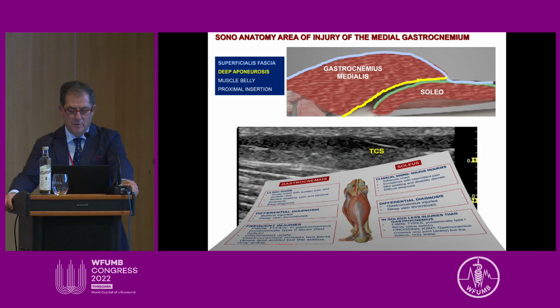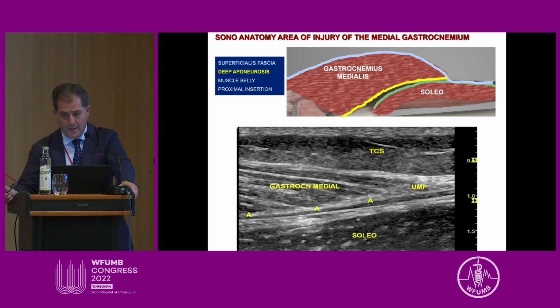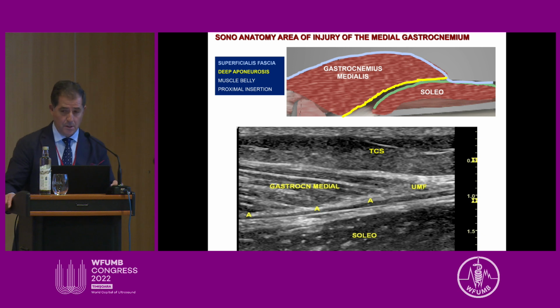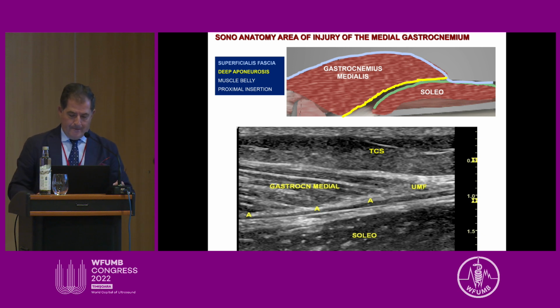But now is the moment to examine the sonoanatomy. We distinguish the posterior fascia or superficial fascia, the anterior or deep aponeurosis, and also the belly or the intramuscular portion. Another important portion is the insertion in the femoral condyle. This anatomy or sonoanatomy is important to do the classification of injuries in the gastrocnemius.